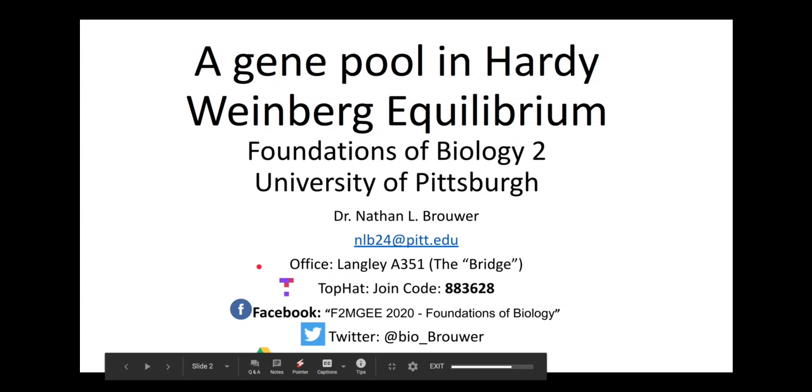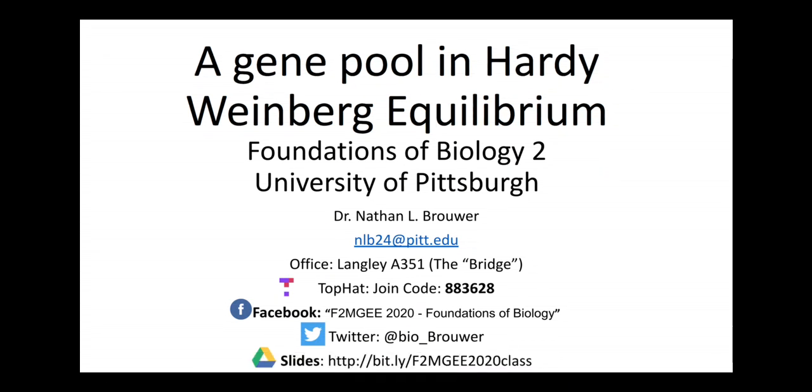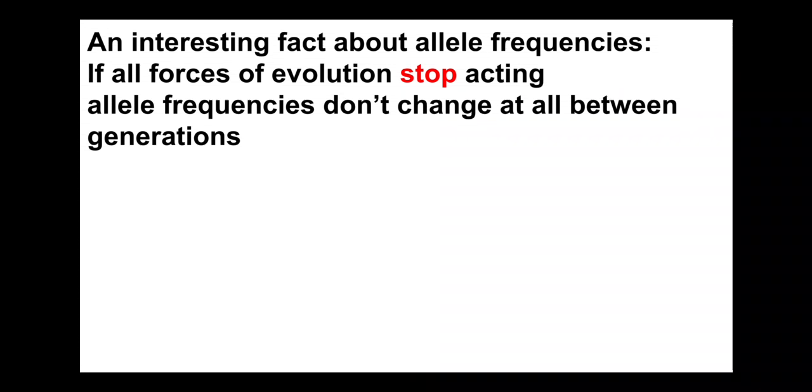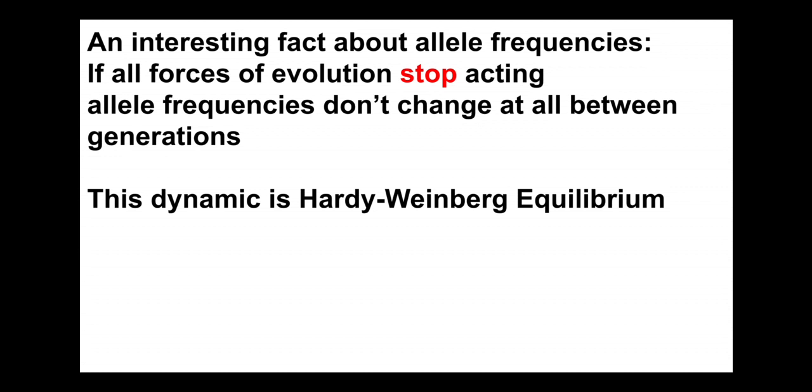In this presentation, I'll be showing how a gene pool can be in Hardy Weinberg equilibrium. Again, all forms of evolution result in changes of allele frequencies. If allele frequencies are changing, some form of evolution is occurring, even if it's just genetic drift. So an interesting fact is, if allele frequencies aren't changing, that means all forces of evolution have stopped. If somehow we can stop all forms of evolution, stop genetic drift, etc., then allele frequencies will remain constant. When this happens, a population, a gene pool, is in Hardy Weinberg equilibrium.